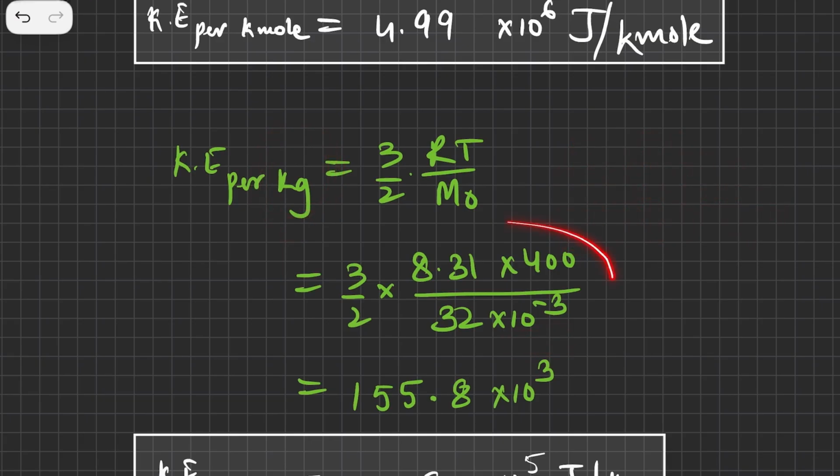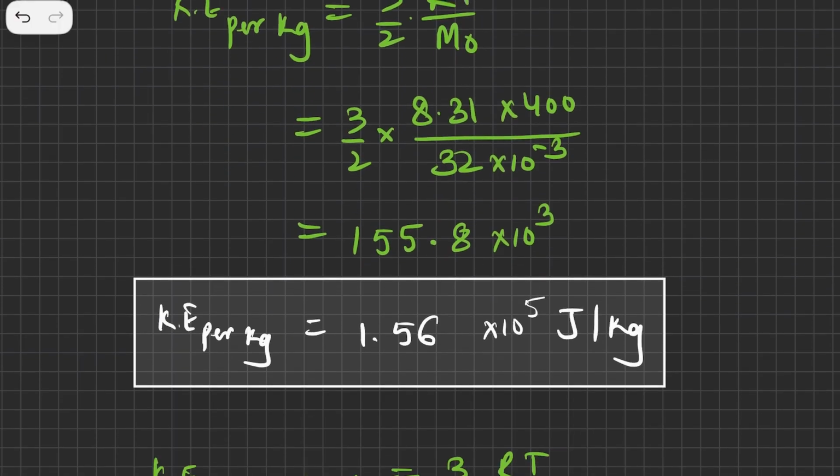Now if you solve this part, you will get 155.8 into 10 raised to 3. I have made that into 3 digits, so 1.56 because this is rounding off, and the points are shifted from this point to this point. So there is a 10 raised to 2 over here, and this is 10 raised to 3. So that becomes 10 raised to 5 joules per kg. Joules per kg because it is per kg. The kinetic energy is per kg.